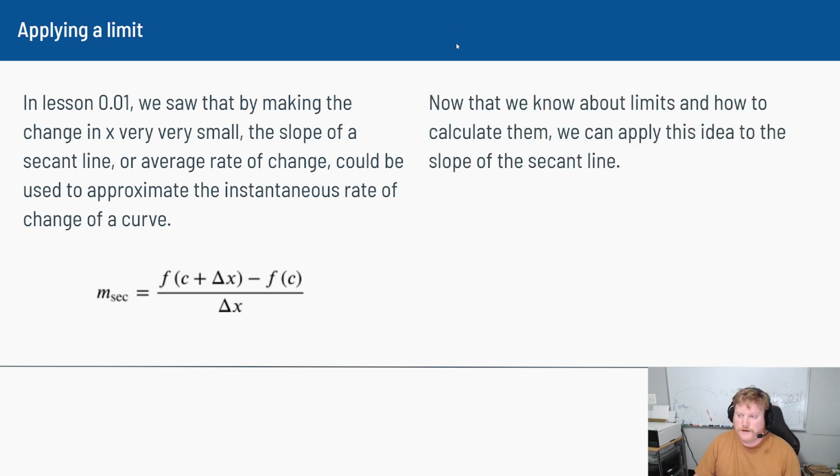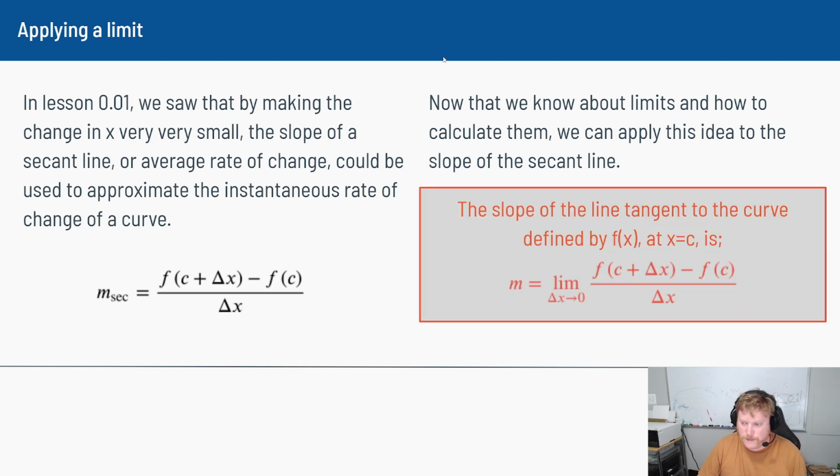So now that we know about limits, we can apply a limit to that idea, and we get the slope of the line tangent to the curve defined by f at c. And this is our definition of derivative. This is your textbook definition of the derivative of f at c. We're applying the limit as delta x goes to 0. So this is that idea of making our 2 points get really close together, or making that change in x so small that it becomes negligible.